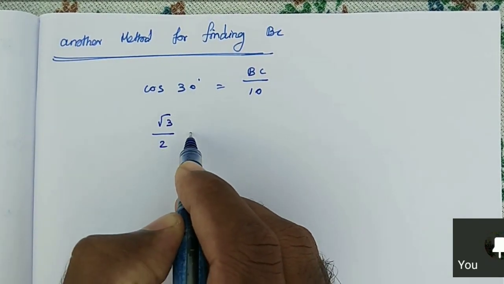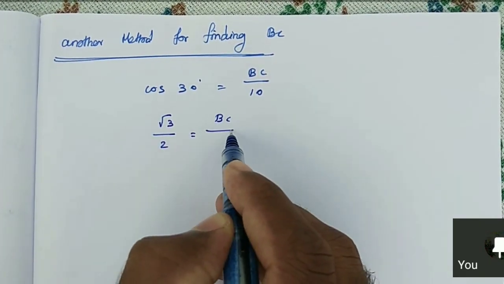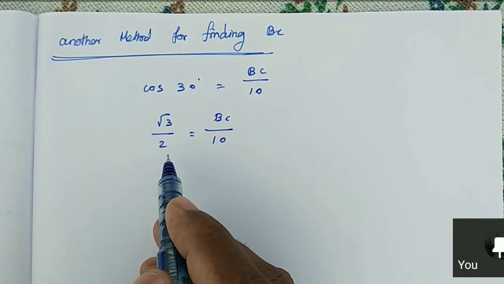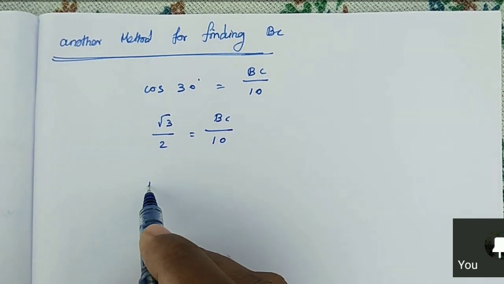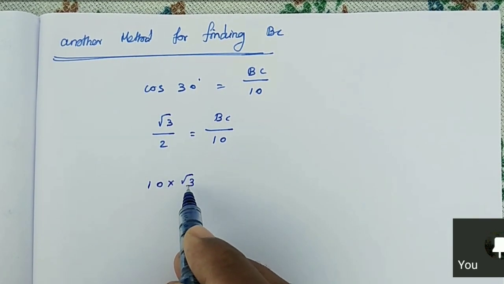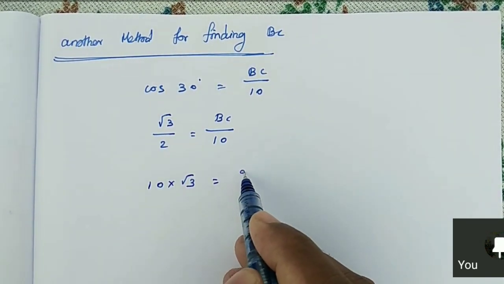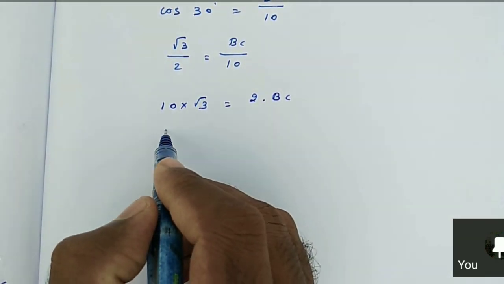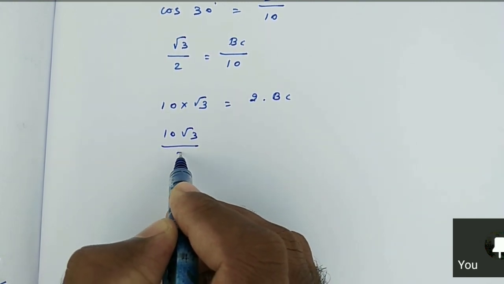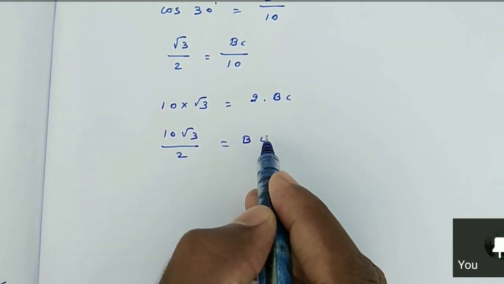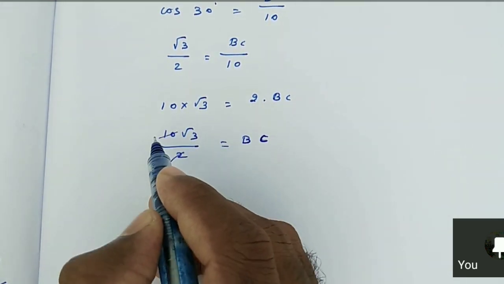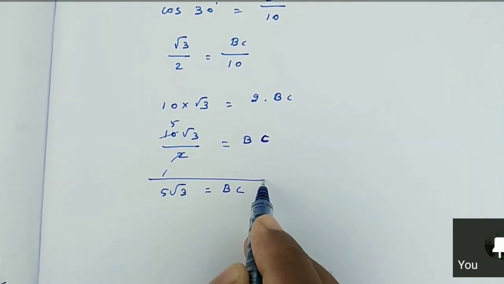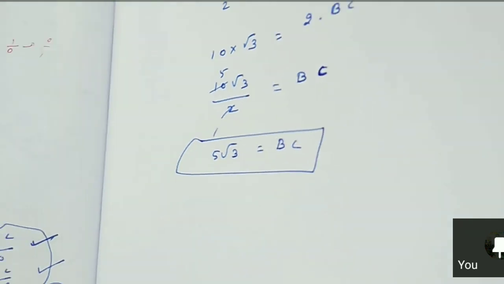Root 3 by 2 is equal to BC by 10. Next, now we can go with cross multiplication. 10 into root 3 is equal to 2 BC. So 10 root 3 divided by 2 is equal to BC. Just bring the 2 towards the left side. 1 2 is 2, 5 2s are 10. So 5 root 3 is equal to BC. We get the same answer or not? BC is equal to 5 root 3.